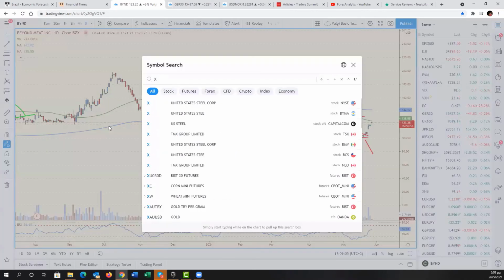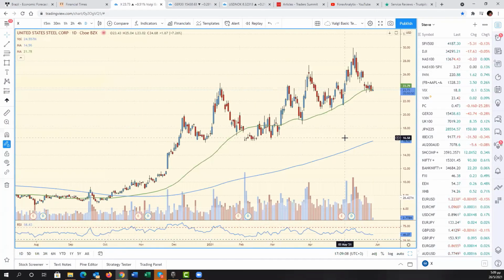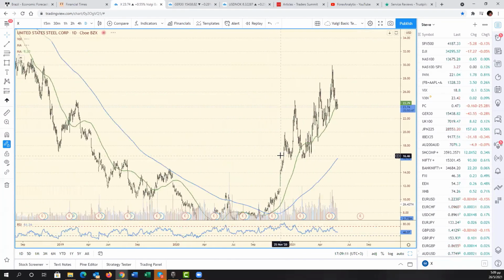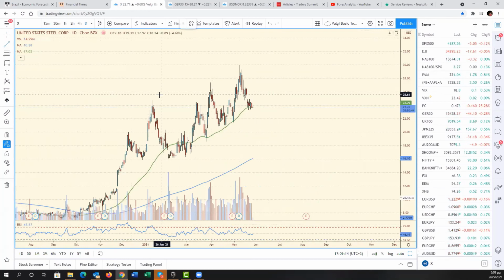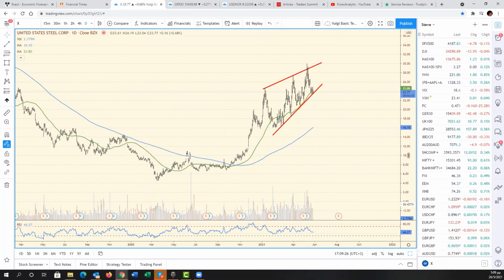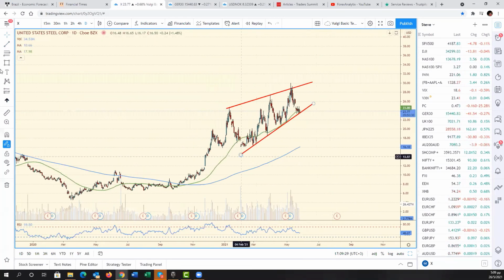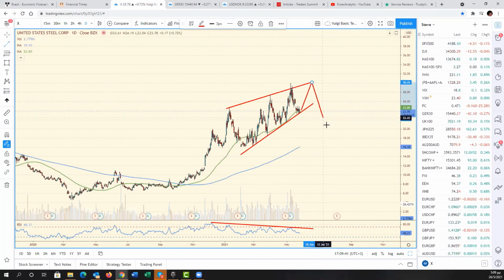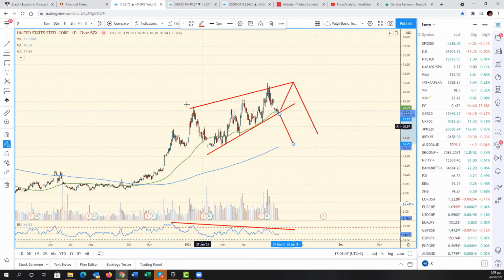Is that ticker X? Yes, that's US Steel. Okay. Be careful here. Be very, very careful. No need for me to say more, right? Now, can't this happen? Of course it can, right? But be very, very careful, because it can just break down directly from here.